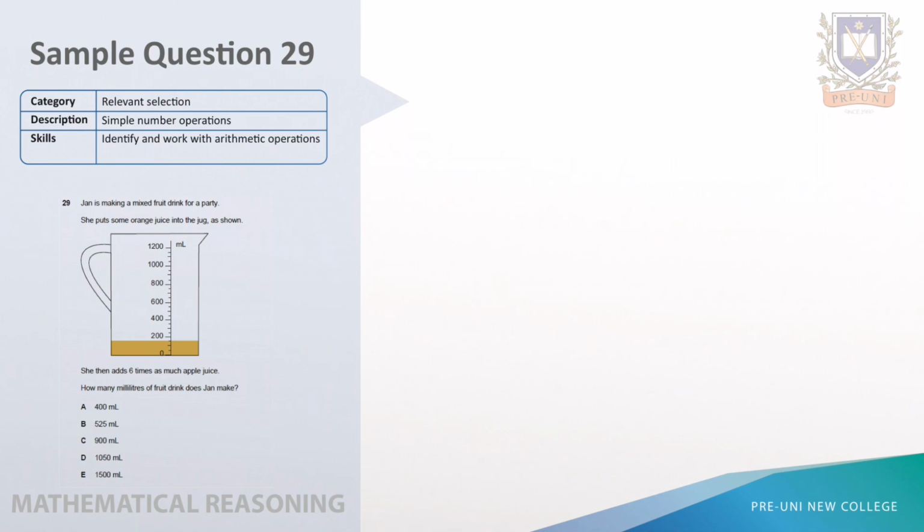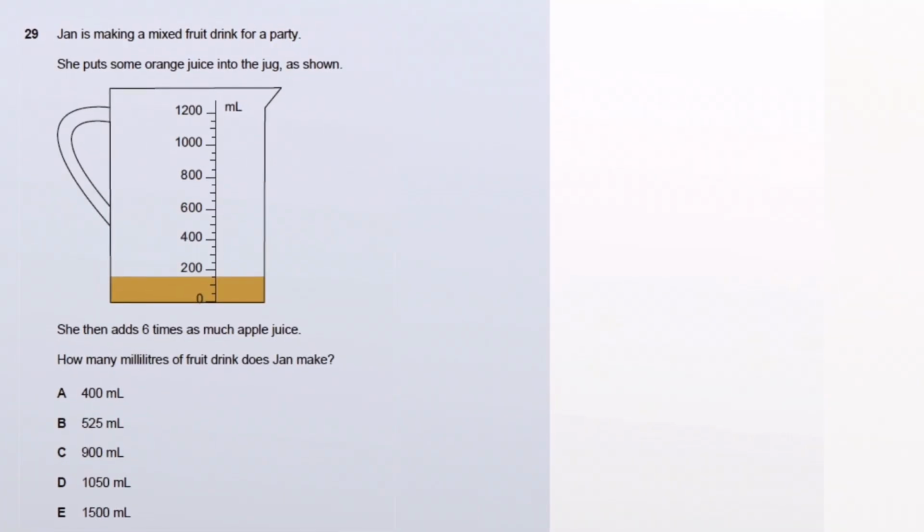When we look at sample question 29, we have the category relevant selection, description, simple number operations, and skills identify and work with arithmetic operations. So for question 29, Jan is making a mixed fruit drink for a party. She puts some orange juice into the jug as shown. She then adds 6 times as much apple juice. How many milliliters of fruit drink does Jan make?